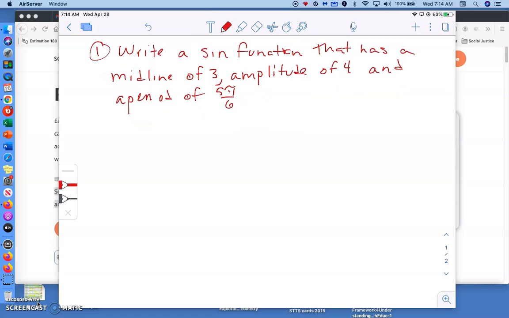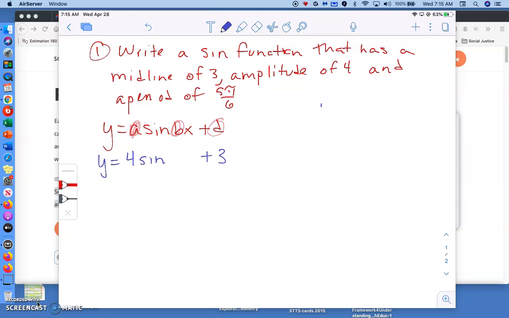So we know we have to fill in y equals something, the sine, let's try it without the boxes here. So y equals a, the sine of bx plus d. And we have to fill in the a, the b, and the d. Well, we know some of this, an amplitude of 4, so y equals 4, the sine, we don't know our b value, and a d, midline of 3, so plus 3.